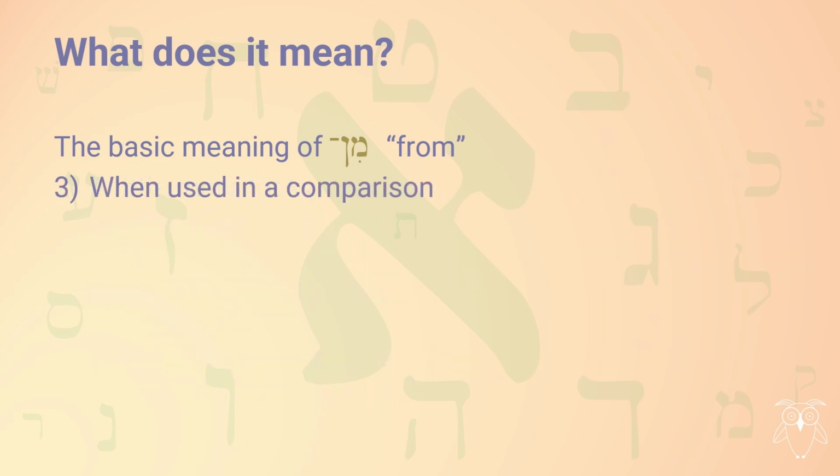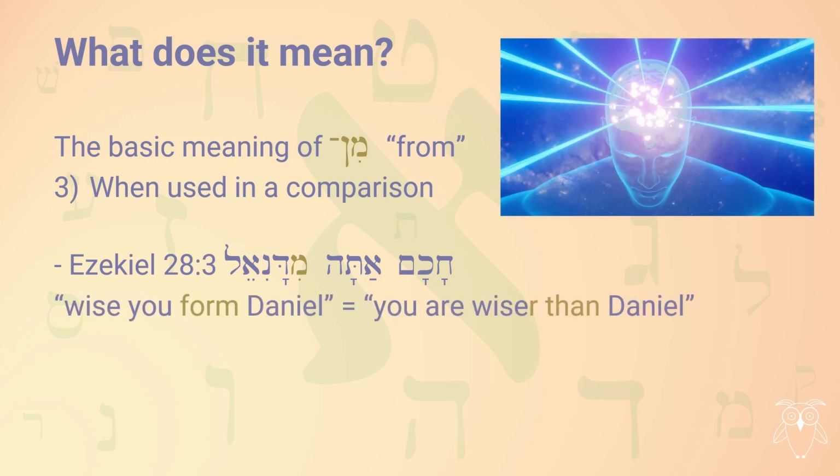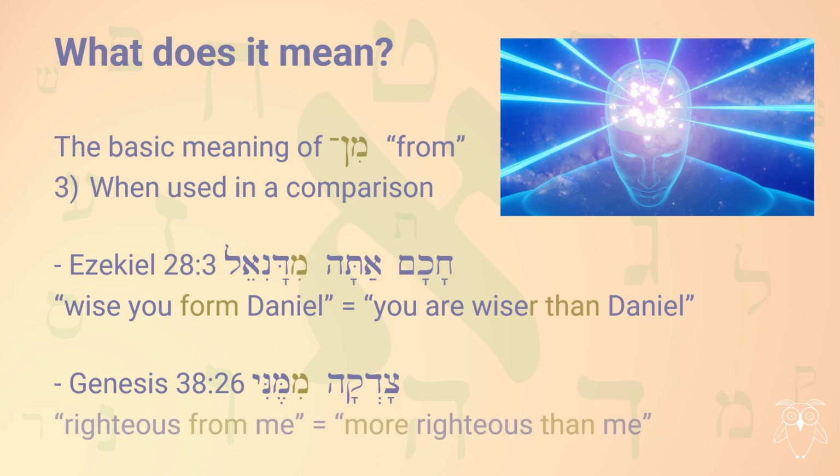Even more tricky is when it is used in a comparison. For example, Ezekiel 28 verse 3. Chacham atah mi Daniel. Wise you from Daniel. That will be the word-for-word translation. But that should be translated as you are wiser than Daniel. Or Genesis 38 verse 26. Tzadeqah mimmeni. Righteous from me. Or more righteous than me. So if from or something like it doesn't make sense, try to see if the author is trying to make a comparison between two or more things.